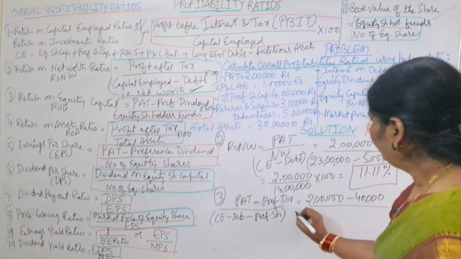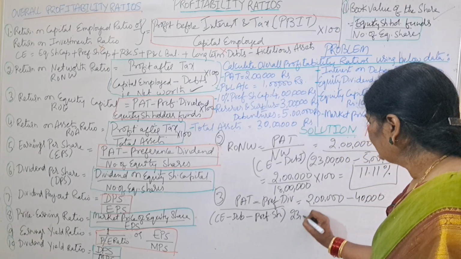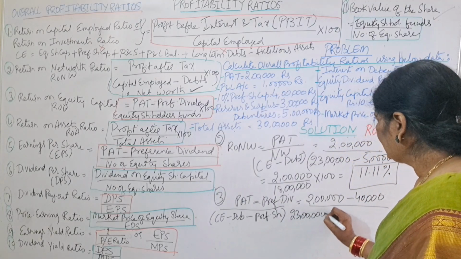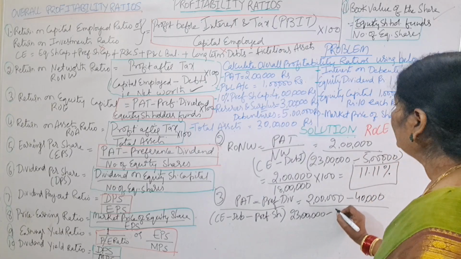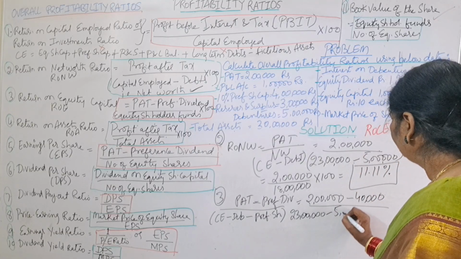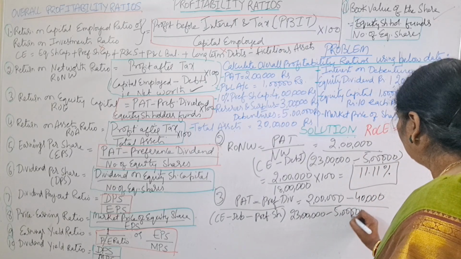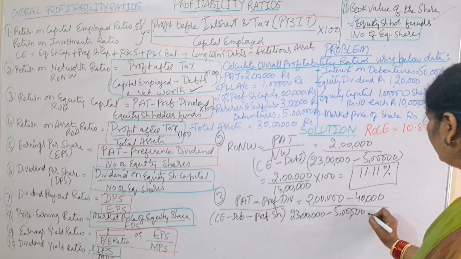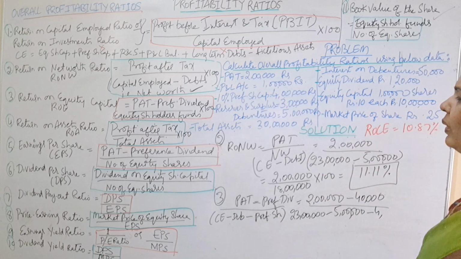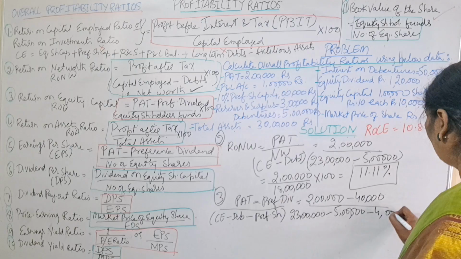So 23 lakhs minus debentures amount, how much? 5 lakhs. And our preference share capital is how much? 4 lakhs. Right? So how much will you get?